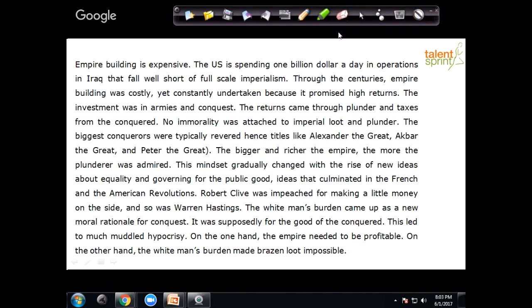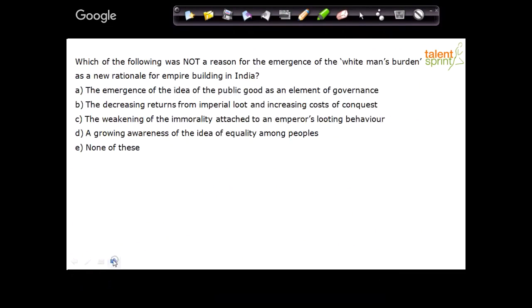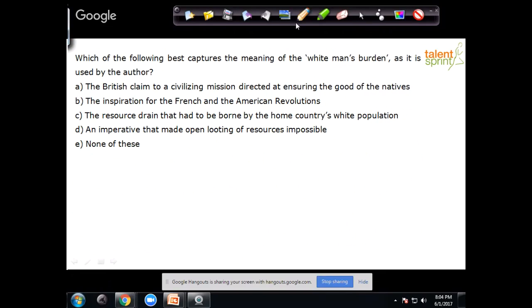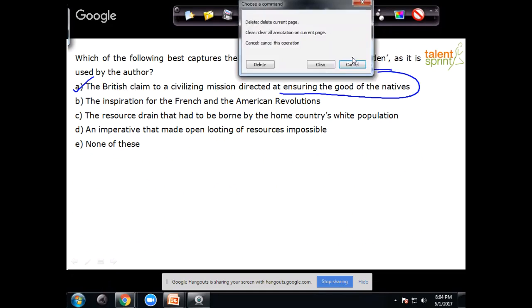What was the main purpose or source behind white man's burden? Why did it come into being? What's your answer again? Samir, you are correct. A. The British claimed a civilizing mission directed at ensuring the good of the natives. This was the reason why. That was the intention. It's right there. The passage supports it completely. The second sentence right after where you see white man's burden. Again, one more point. Less than 10 seconds.